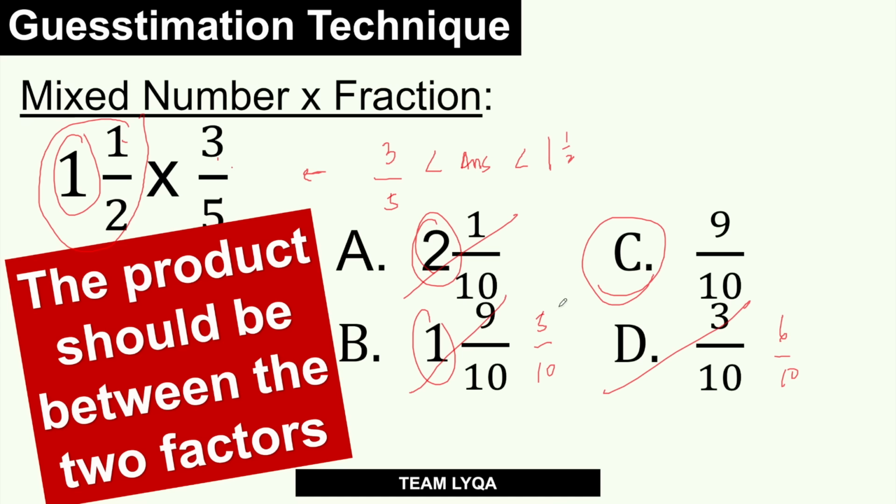Okay? Now, if you want to use the traditional method, and again, we'll use that to check this, ang 1 and 1 half, okay, ang 1 and 1 half is 1 times 2, 2 plus 1 is 3. So, 3 over 2 times 3 over 5, and that is 9 over 10. Again, tama pa rin naman yung sagot.